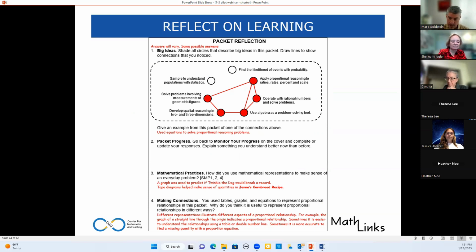One thing you'll notice is our big idea wheel that has what we consider to be the 7 big ideas of 7th grade. This single packet gives students the opportunity to shade in 5 of these 7 big ideas. And then they note the connections between some of the big ideas.